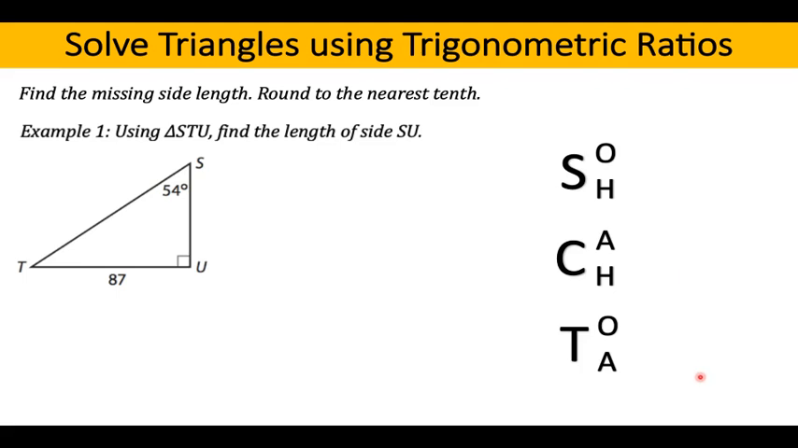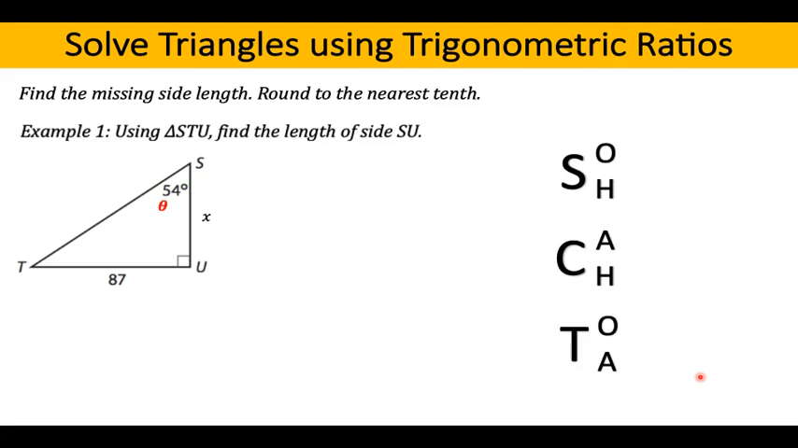We're going to find the missing side length and round to the nearest tenth for example number 1. We're going to use triangle STU to find the length of side SU. Because SU is our missing side, we'll use our variable x in order to solve. Let's start by labeling our triangle. We have our theta angle, 54 degrees.